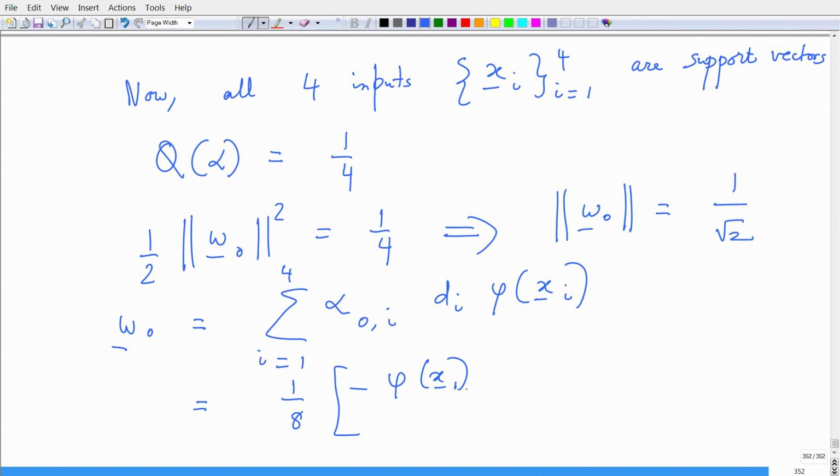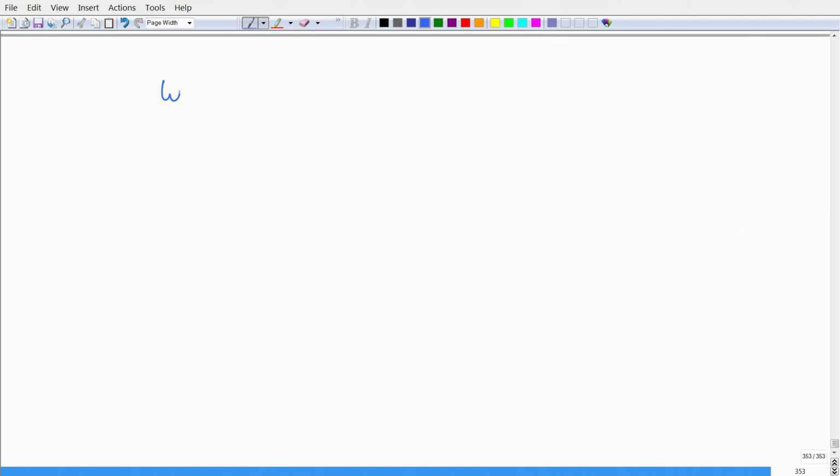So, I get 1 upon 8 times 4 terms: minus phi of x1 plus phi of x2 plus phi of x3 minus phi of x4. And if I solve for this, I get the optimum weight vector to be 0 0 minus 1 upon root 2 0 0 0. You can verify this to be this quantity.